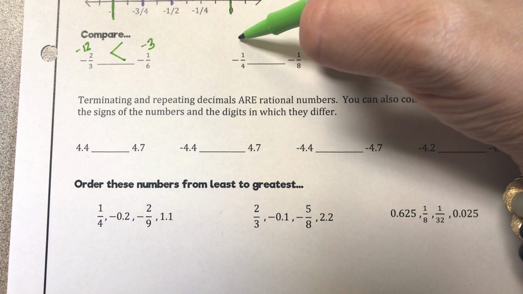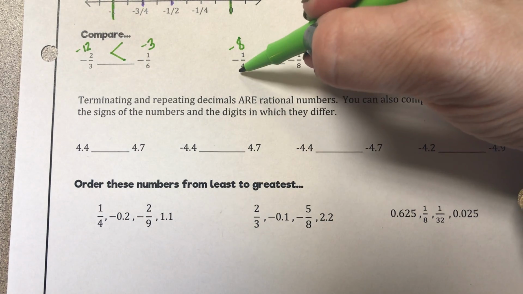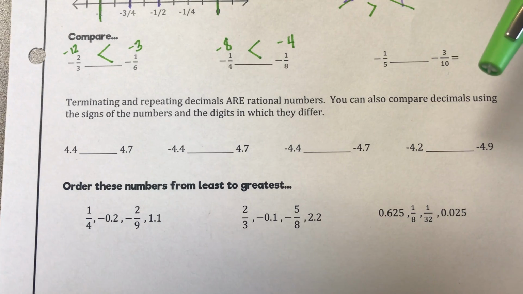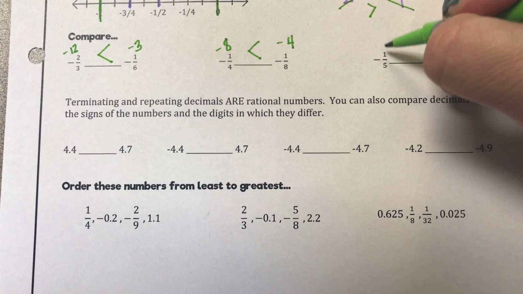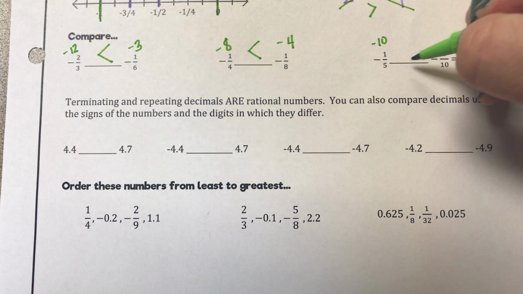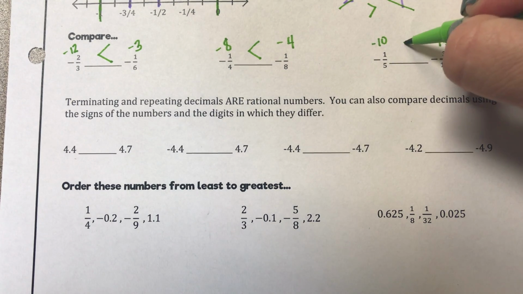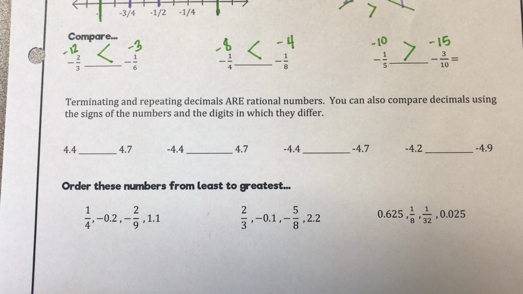Over here, 8 times 1 is 8 and it's negative. 4 times 1 is 4 and it's negative. Negative 4 is greater than negative 8. 10 times 1 is 10 and it's negative. 5 times 3 is 15 and it's negative. Negative 10 is greater than negative 15.